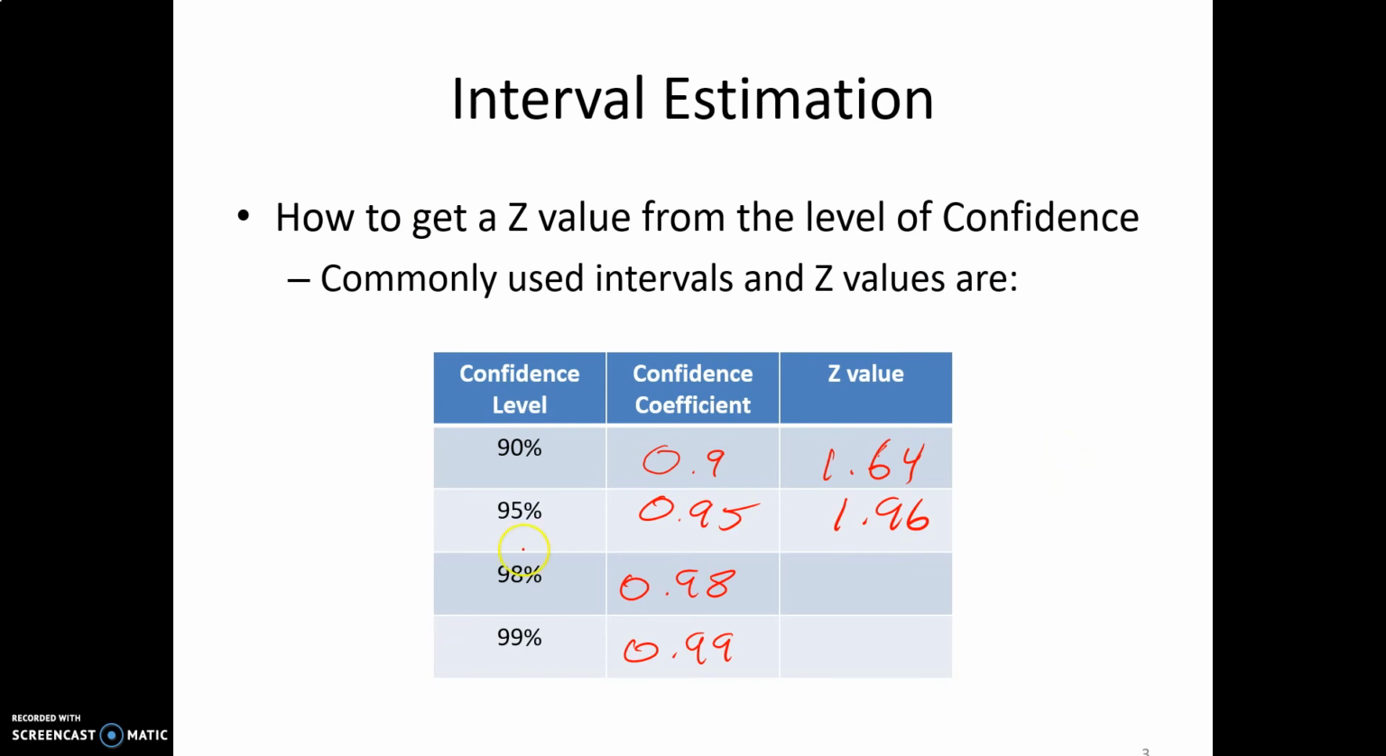So these are values we're going to use a lot. Anytime we're working with this type of confidence interval, when it asks for a 95% confidence interval, we're going to use a Z value of 1.96. If it asks for a 99% confidence interval, the Z value would be 2.58.